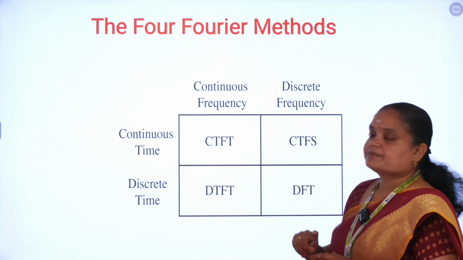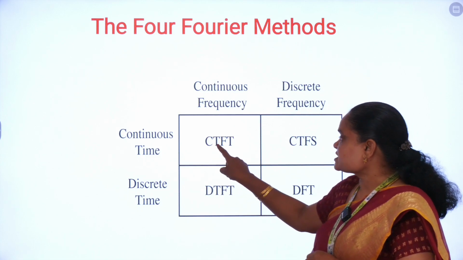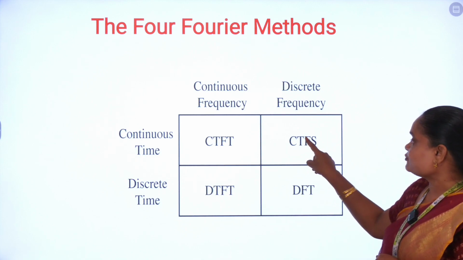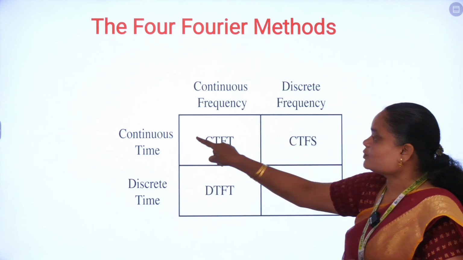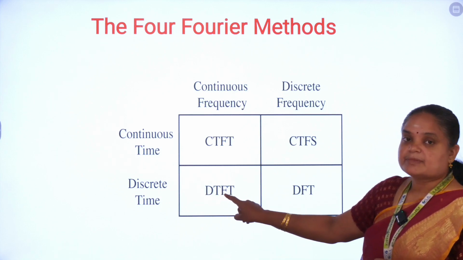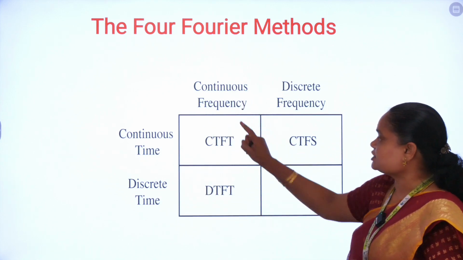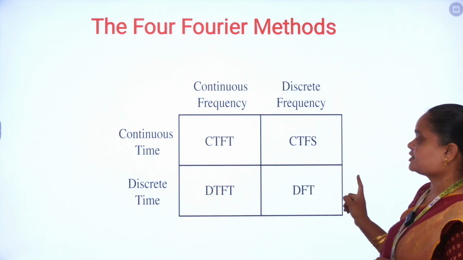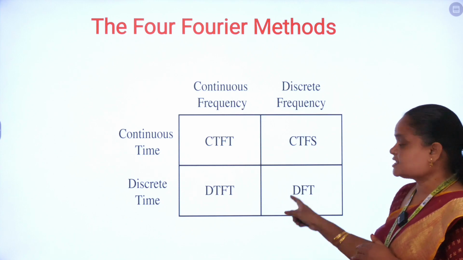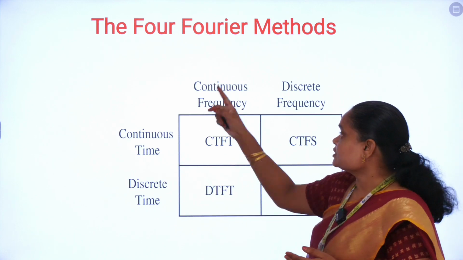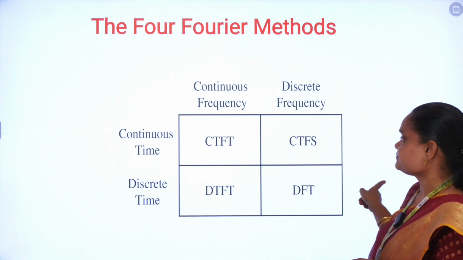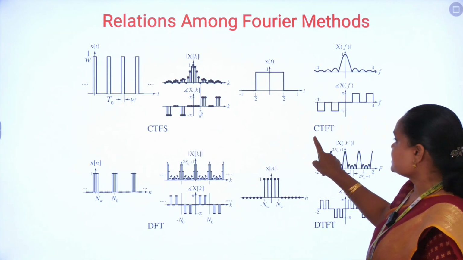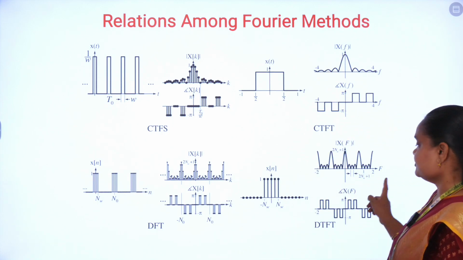And then the four Fourier methods: the continuous time Fourier transform is used for continuous time and continuous frequency, and the continuous time Fourier series is used for discrete frequency and continuous time. The discrete time Fourier transform is used for discrete time and continuous frequency. The discrete Fourier transform is used for discrete time and discrete frequency. When discrete time is converted to discrete frequency, we go for DFT. When discrete time is converted to continuous frequency, we go for DTFT. See the relationships among the Fourier methods: this is from CTFS and CTFT, DFT, DTFT.